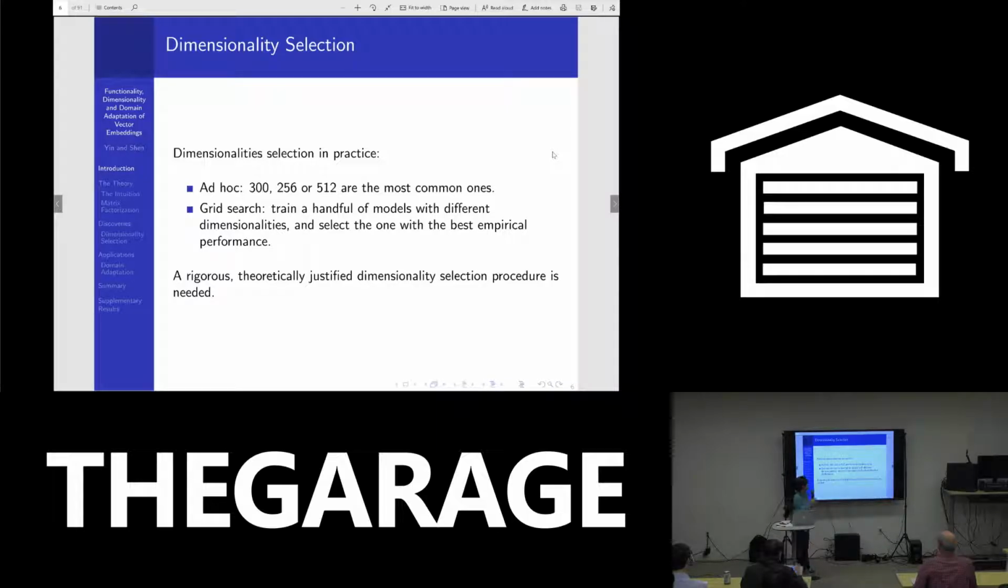So what do we do in practice? Usually people just choose their favorite number, like 300 or 400. That's maybe because the first paper on word embedding used that dimensionality. Or, what's more common in practice, we do a grid search. We train a handful of models with different dimensionality and select the one with the best empirical performance. Hence, we need a rigorous and theoretically justified dimensionality selection procedure.